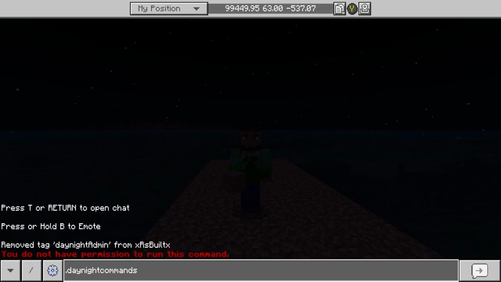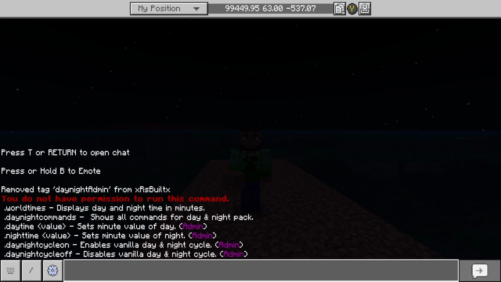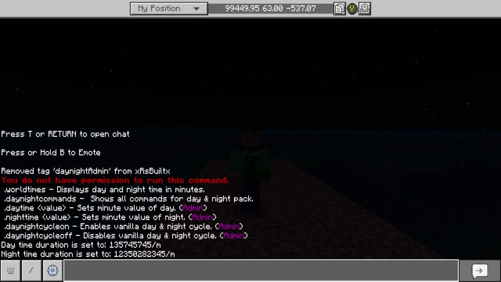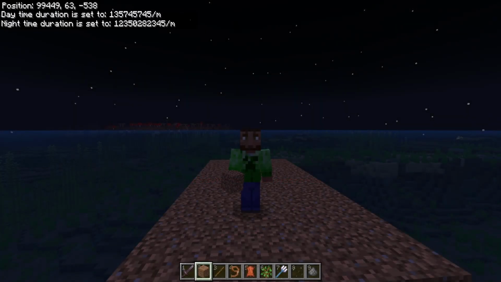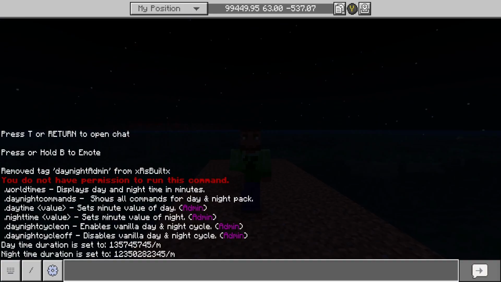There is also one last command that shows all of the other commands. So you could type in period day night commands, hit enter, that's going to bring up all of the commands that you can run. And it does show which ones are going to be the admin commands and which ones are not. So any of the players in the world can run the day night commands. That way they can see the commands that are applicable to them, which in this case would just be the day night commands and the world times. So you can type in period world times, and as you can see, that's going to work just fine and bring up the extremely large values that I set the day and night to. However, any of the other commands are going to require that admin tag.